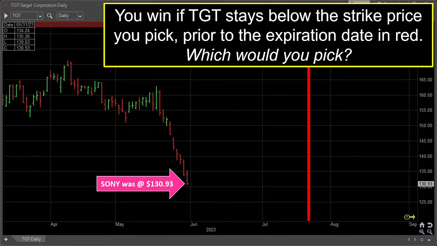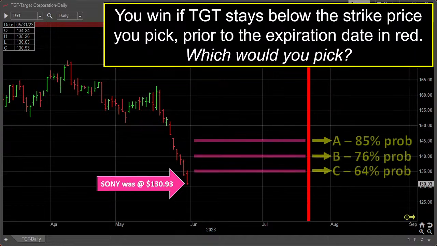Now, knowing what you know, I'm going to go out there, look at options between 21 and 45 days, and I'm going to look at the strike prices and the probabilities they give me. If I pick C, it gives me a 64% chance of winning. B, 76%, or A, 85% chance. Okay? Now, which one would you pick for Target? A, B, or C?